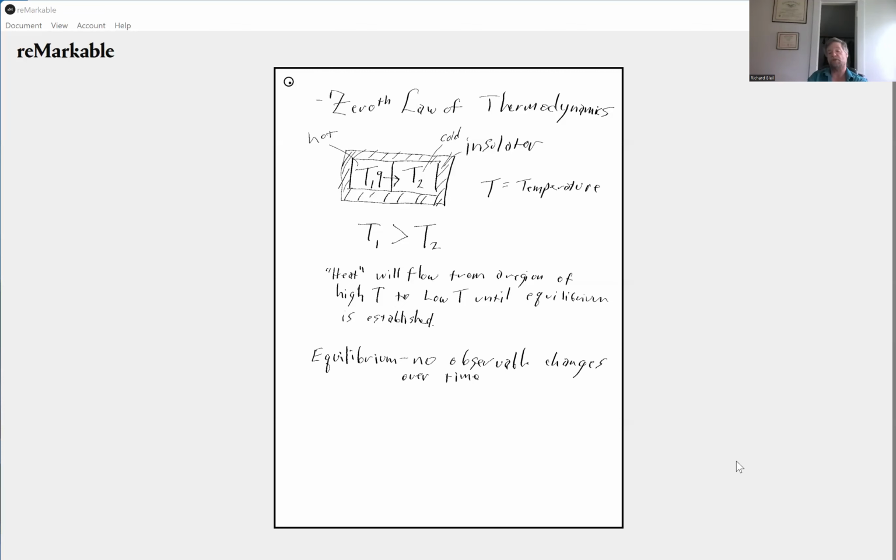We can also observe these changes with instruments. I can put a thermometer in there and measure the way the temperature changes. So instrumentation also works. Doesn't matter how we do it. No observable changes over time.